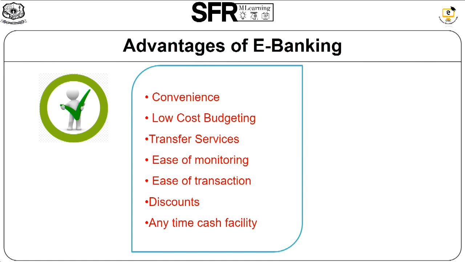And the next one is the advantages of e-banking. So, convenience is the main advantage of e-banking. It is very convenient, 24/7 services can be availed by the customers in case of e-banking, and low-cost budgeting. Here there is no physical presence and therefore the cost can be saved. And transfer services, again 24/7 transfer services can be done, but in case of traditional banking this is not possible. So, not only transferring of funds, even paying the bill can be done anytime.